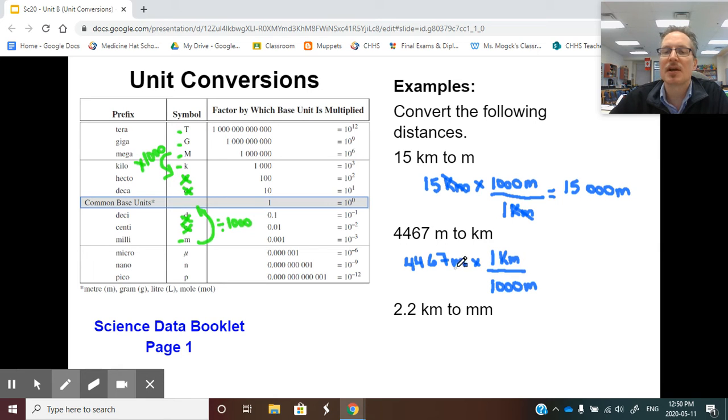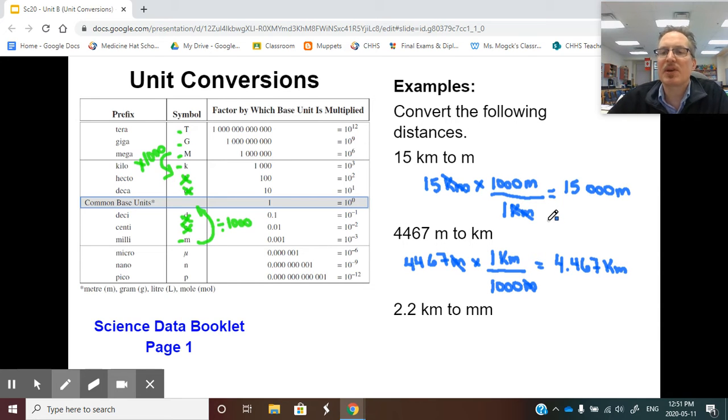That's my connection. Meters on top, meters on bottom. And we're going to take 4,467. Because it's on bottom, we're going to divide by 1,000. And my answer is 4.467 kilometers.